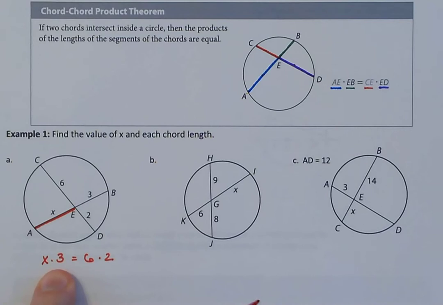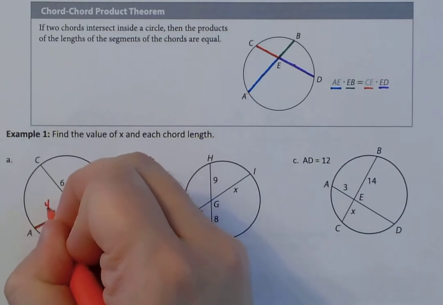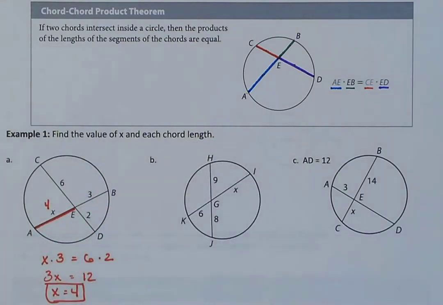So x times 3 is 3x, and 6 times 2 is going to give us 12. So if we go through and solve for this problem, 12 divided by 3 is going to give us x equal to 4. So I now know that x equals 4. So that finds the value of x.